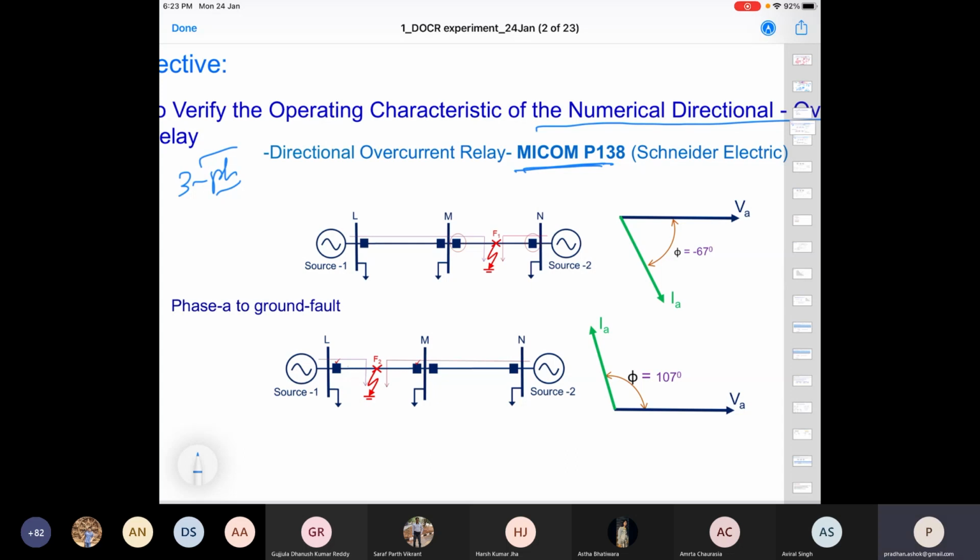Now, what will happen here? For this 3-bus system, L, M, N are the 3 buses. For a fault at F1, as already mentioned, the current will flow from here to here, and current will flow from here to here. So absolutely, we require this breaker and this breaker to be tripped, nothing else. That is from the selectivity and isolation perspective.